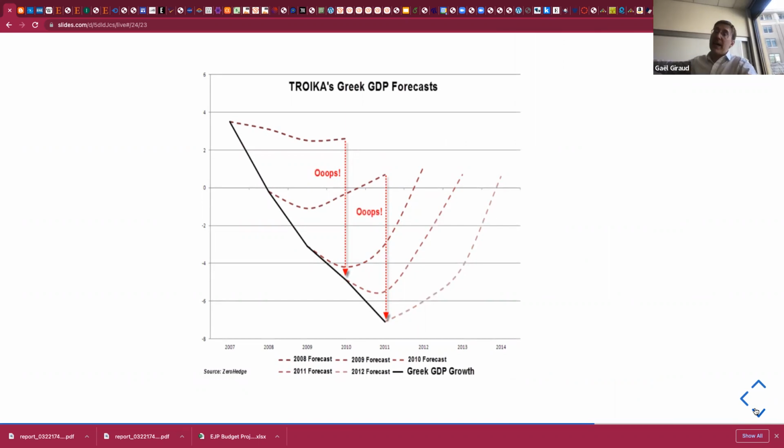So one example is what happened with Greece. I don't know whether you followed what happened with the crisis of public debt in Greece between 2010 and 2015. So you have here the evolution of the GDP of Greece between 2007 and 2011, and it was worse in the following years. And then you have the predictions of the IMF. So each time the IMF is completely wrong.